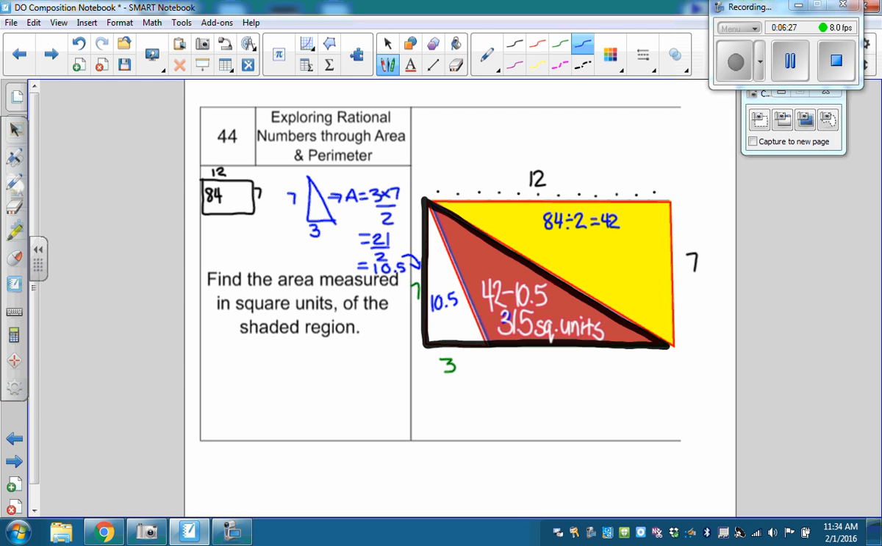We can check our work because the three pieces should add to the 84. So 10.5 plus 31.5 plus 42. 5 plus 5 is 10, carry the 1. 1 plus 1 plus 2 is 4. And 1 plus 3 plus 4 is 8. 84 square units.